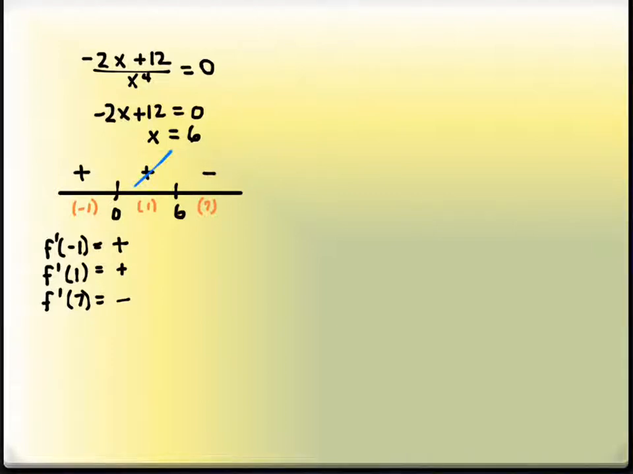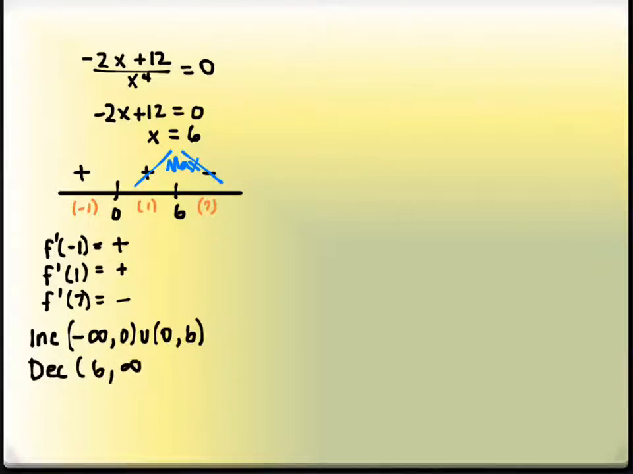There's a max, because this is increasing and then it's decreasing, right? So we have a max right here. So let's just write down what this sign chart actually tells us. It tells us a lot of things. It tells us that our graph is increasing in a couple of locations. It's increasing from negative infinity to 0. It's also increasing from 0 to 6, right? Because those were both positives. It tells us that it's decreasing from 6 to infinity.